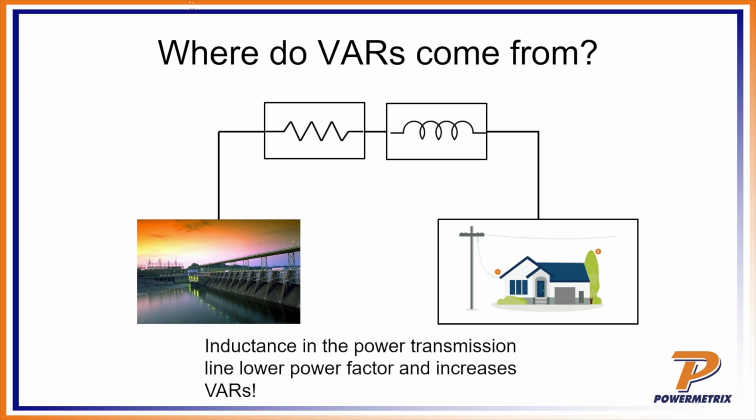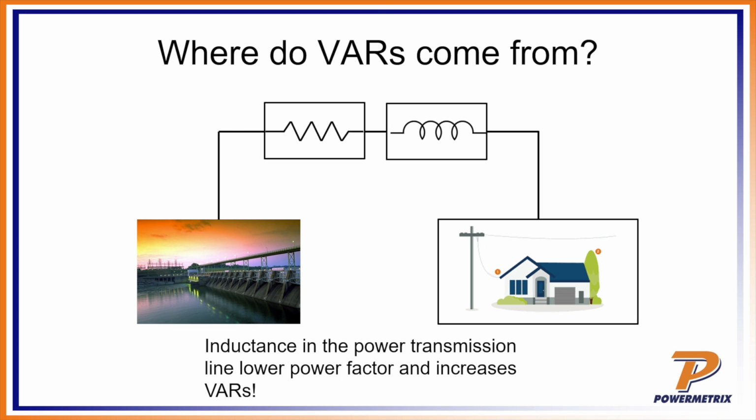And so a good question we want to ask ourselves if we move forward in this is, so where do these VARs come from? I think I mentioned earlier that resistance, of course, produces watts because that puts the current in phase with the voltage. As we start to add inductance to the circuit, that creates more and more VARs. Inductance is a characteristic of the transmission lines, of course, going from the production facility to the end user.